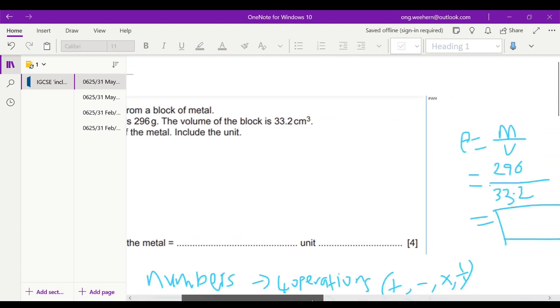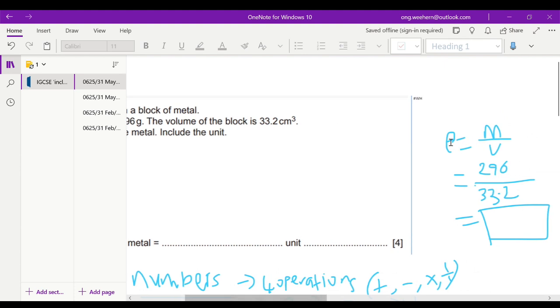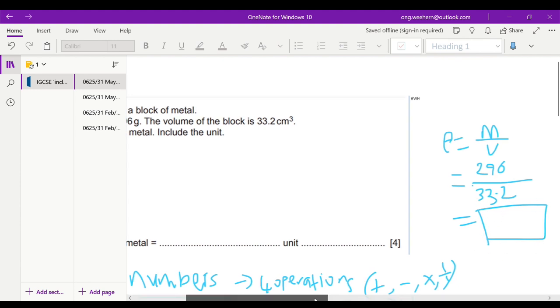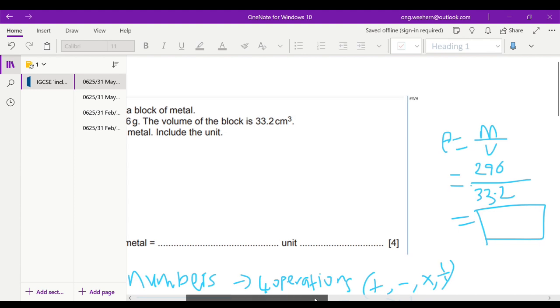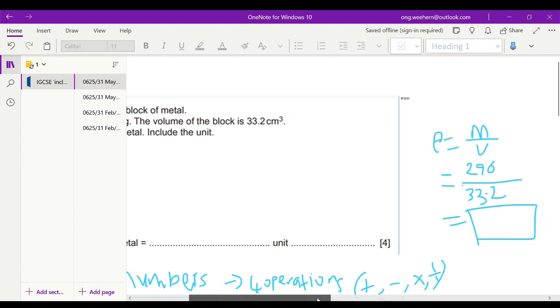Now let's go through the numerical calculation. You know that density equals mass over volume. Then you substitute in the values for the mass and the volume: 296 divided by 33.2. Then you punch it into the calculator and you have the answer. But how do we settle the units?